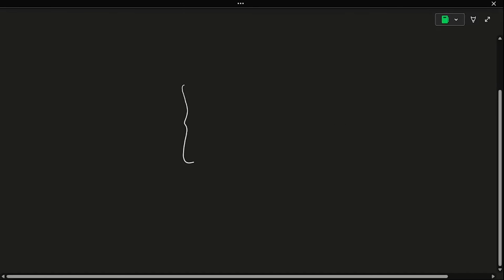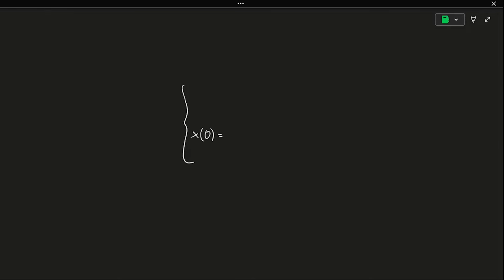Alright, let us write down this CIVP. The first thing we can write down is x of 0 equals 1 and y of 0 equals 0. This is our initial condition of the circle, and it's where the parametrization starts. And we know that cosine and sine satisfy this. So cosine of t is equal to 1 and sine of t is equal to 0 for t at 0.